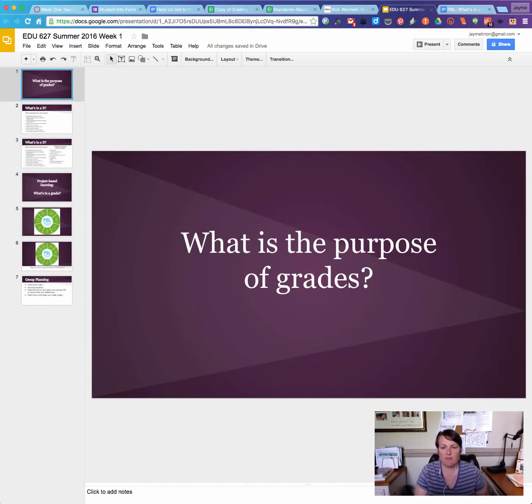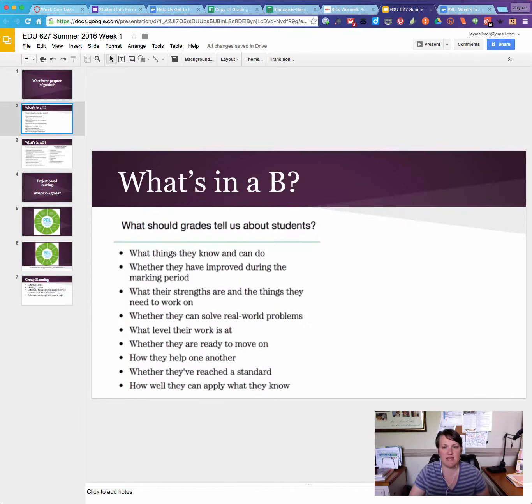And this should hopefully frame the work that you're going to be doing this week. So you're going to be asked to think about the purpose of assessment, and you're going to be asked to think about the purpose of grades. I'd like to explore this idea with you briefly, this idea of the purpose of grades. If I were to ask you, what should grades tell us about students? So when you look at a report card or when you look at an assignment that's been graded, what should the grade tell you about that student?